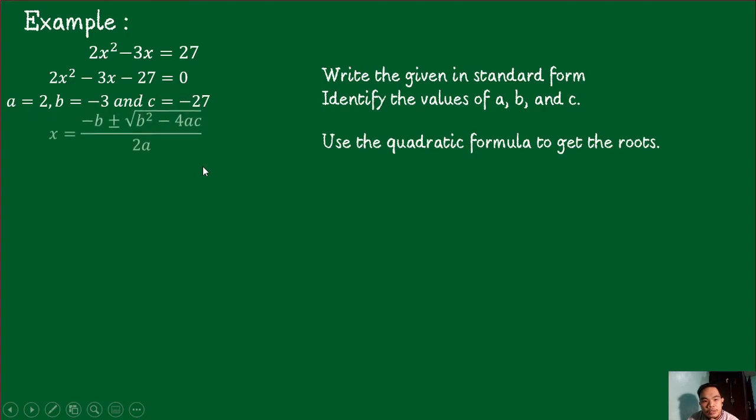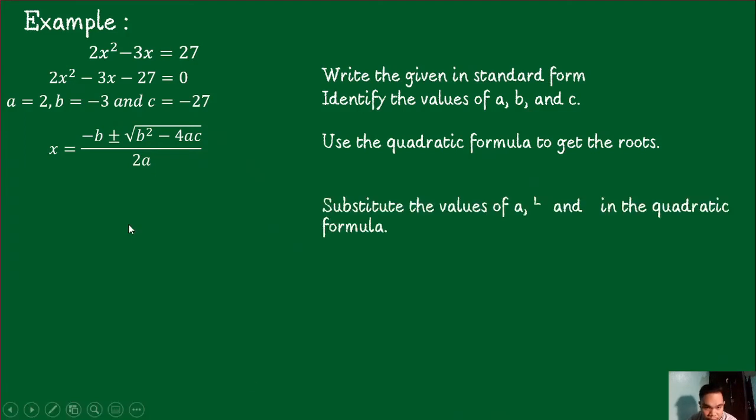Then use the quadratic formula to get the roots. So the quadratic formula is x equals negative b plus or minus the square root of b squared minus 4ac all over 2a. Okay. Then after that, substitute the values of a. So the value of a is 2. So yung a dito, papalitan natin ng 2. Okay, so nakikita niyo yan.